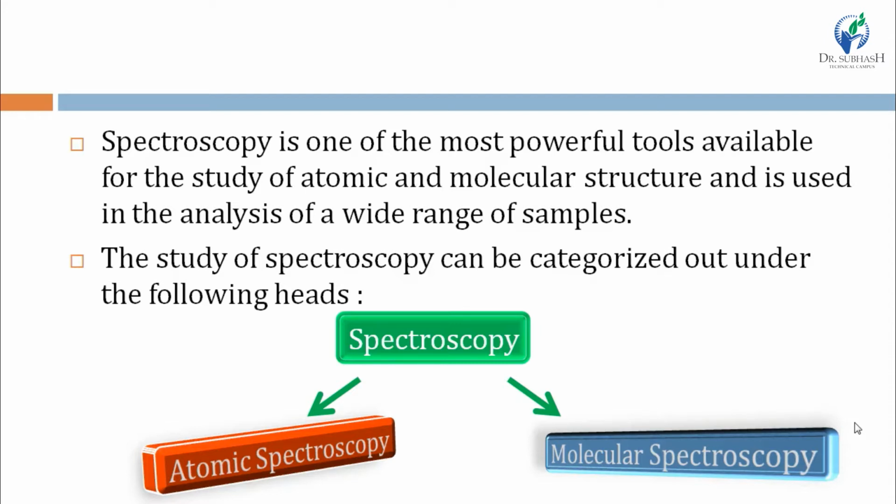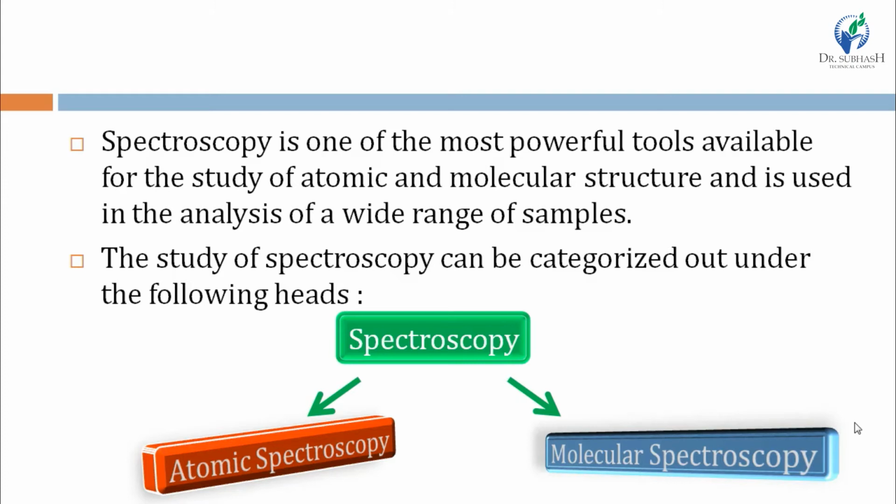EMR means electromagnetic radiation, which has dual properties, wave properties and particle properties, that we will see in detail in the next lecture. This interaction results in either absorption of energy or emission of energy based on the type of spectroscopy, and the wavelength which is absorbed or emitted gives us qualitative information, and the degree of absorption or emission gives us quantitative information, right? So spectroscopy can be used for both quantitative and qualitative applications.